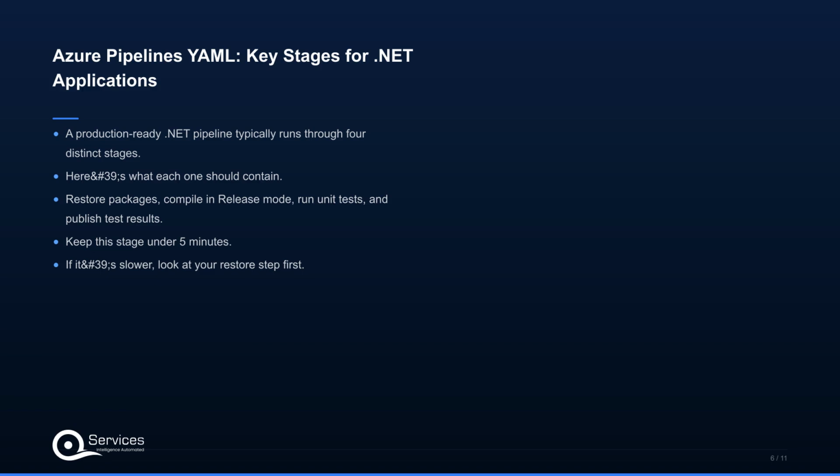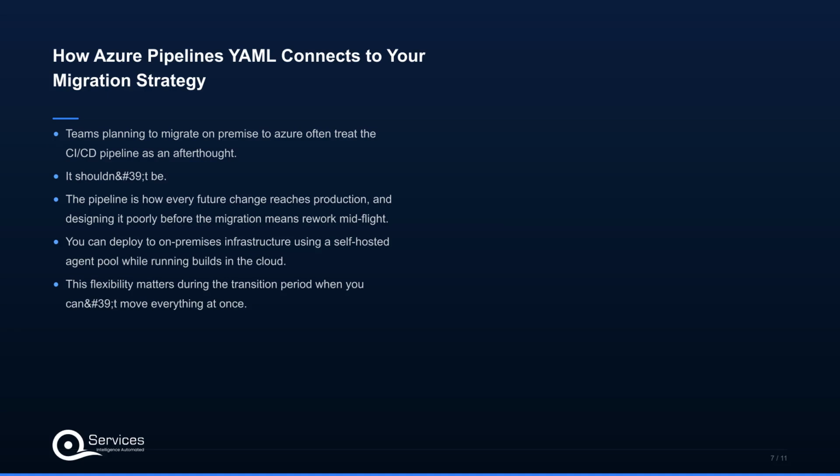Using a cache task for NuGet packages cuts restore time by 60 to 80% on warm builds. Stage 2, static analysis and code quality. Run SonarQube, Roslyn analyzers, or the built-in security scanning tasks here. This stage catches issues before they reach the integration environment. When teams request an Azure security assessment, a missing static analysis stage is one of the most common gaps found in existing pipelines.